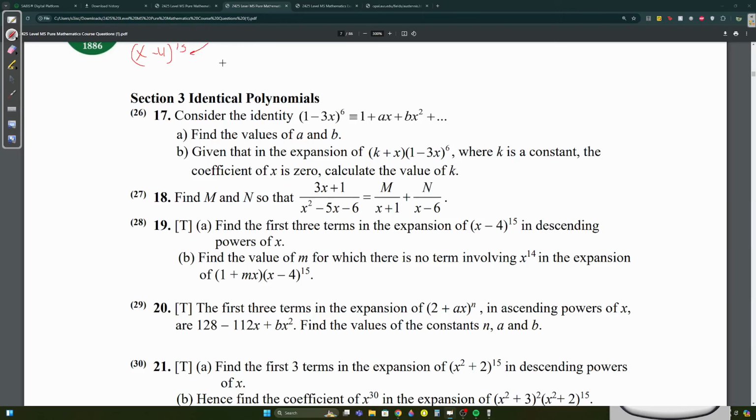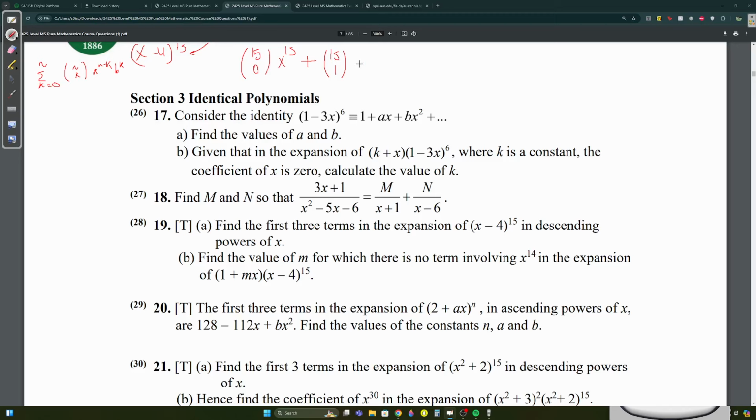Okay, let's expand this. The first three terms are going to start with 15c0, x to the power of 15, and this is minus 4 to the power of 0, so we don't write it. Then 15c1. Why am I writing this now? Because this isn't the negative expansion or a fraction expansion. It's the normal expansion like usual, remember? The formula for it is sigma k equals 0 until n, nck, a to the power of n minus k, b to the power of k. We're using this formula because we're using real numbers now.